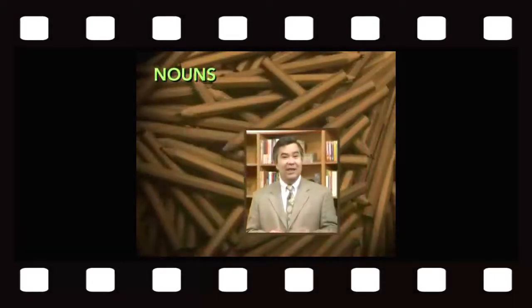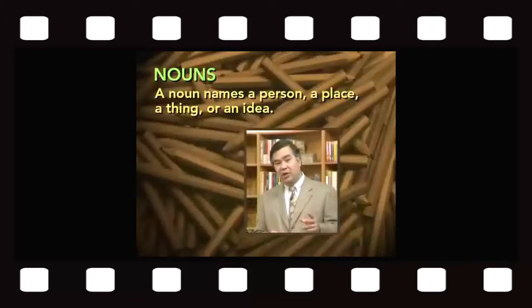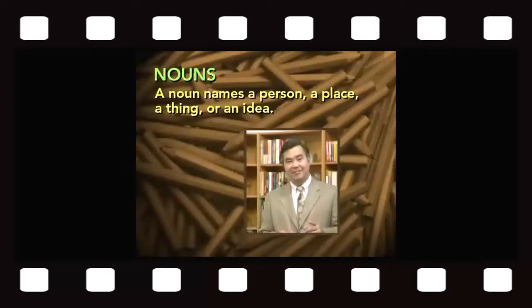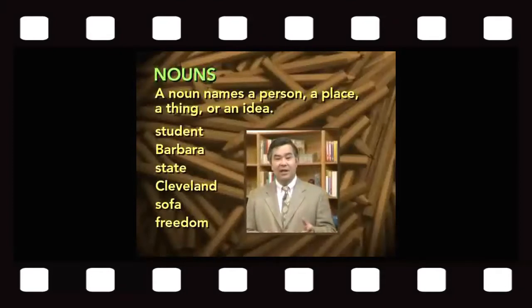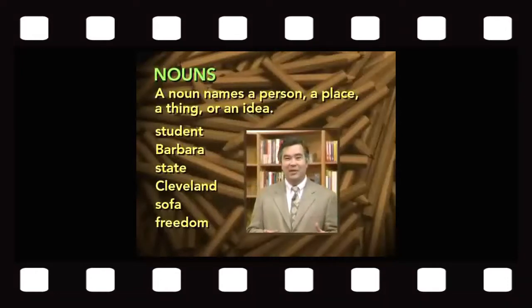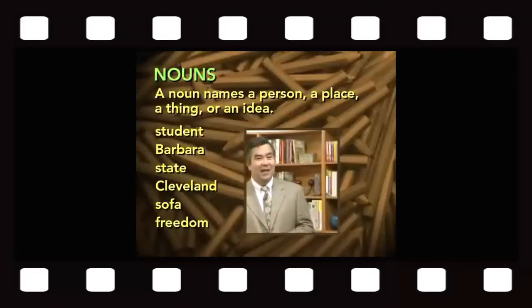Let's move on to the second important part of speech, nouns. A noun names a person, a place, a thing, or an idea. Here are some examples of nouns: student, Barbara, state, Cleveland, sofa, freedom. All of these are nouns because they name a person, a place, a thing, or an idea.